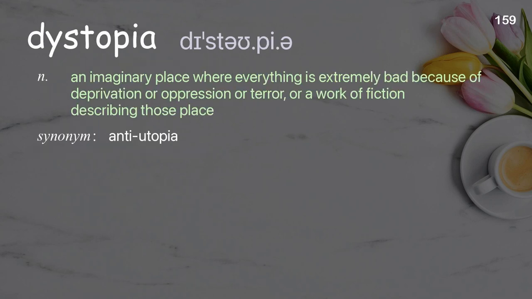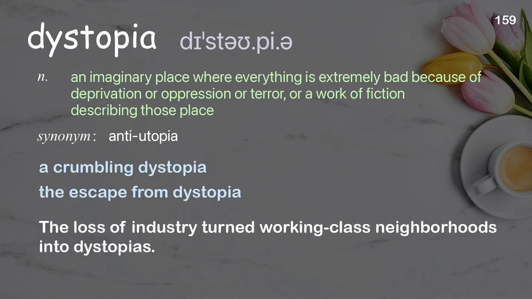Dystopia: an imaginary place where everything is extremely bad because of deprivation or oppression or terror, or a work of fiction describing those places. Examples: a crumbling dystopia. The escape from dystopia. The loss of industry turned working class neighborhoods into dystopias.